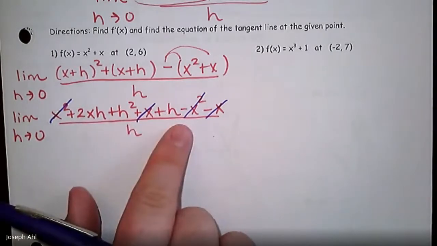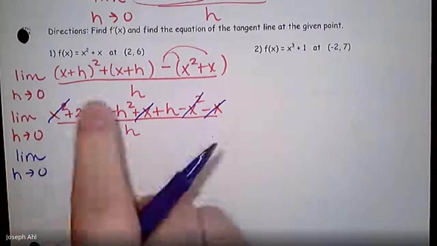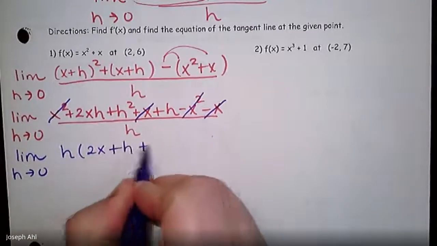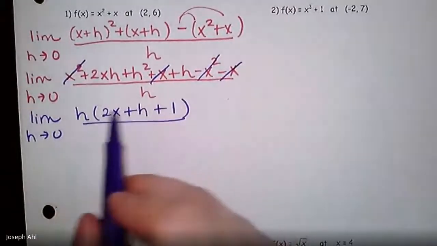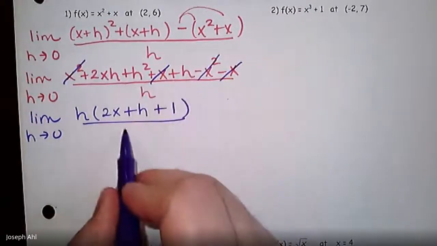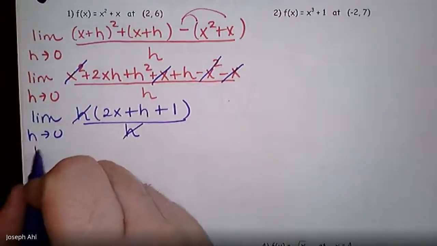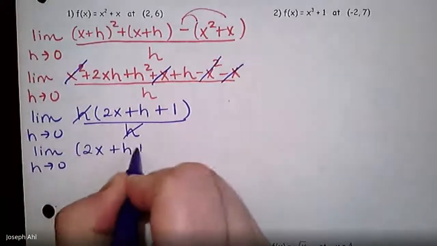And this was also true back when we did the difference quotient. So what am I going to do with everything that has an h left over in it? I'm going to factor it out as a GCF. So you should get something that looks like this. When you take out that h as a GCF, why is that a critical step? Because now the h on the top and bottom cancel. And therefore we get that the limit as h goes to 0 of what's left, 2x plus h plus 1.